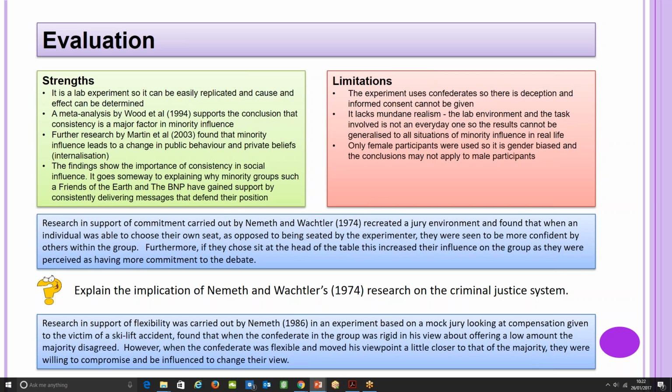It goes some way to explaining why minority groups such as Friends of the Earth and the BNP have gained support by consistently delivering messages that defend their position.